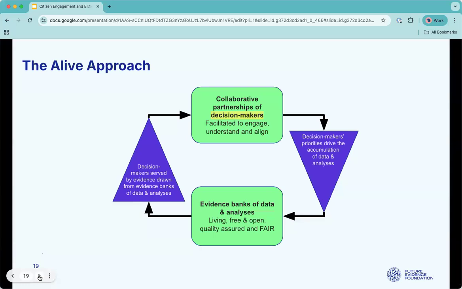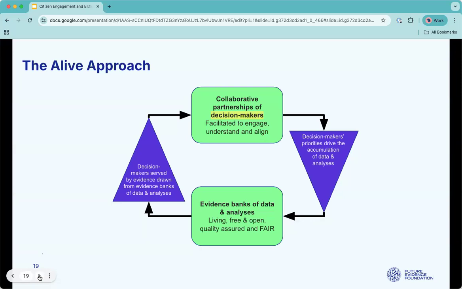And then we use those to drive the accumulation of data and analyses within those evidence banks, with their systematic reviews or maps, etc. And then we bring that evidence back to that collective of decision makers. And we're busy working on this as a cycle that we rotate through continuously to ensure that the decision makers are regularly being able to ask new questions and review the evidence and consider what this means.